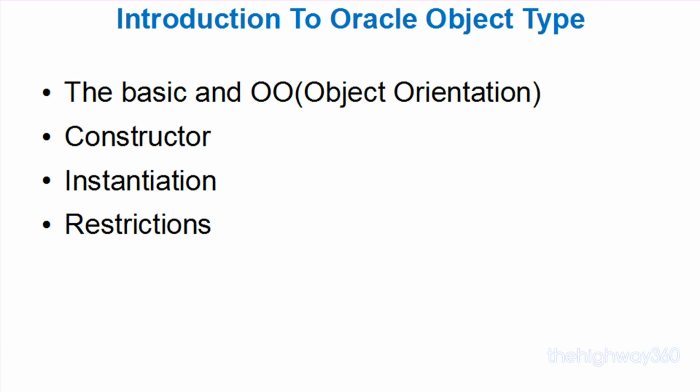Today I'm going to give you an introduction on Oracle object type. I will touch on the basics of the object type and object orientations, often referred to as OO. I will try to explain what a constructor is, what instantiation means in the OO world, and what the restrictions on the object type are.